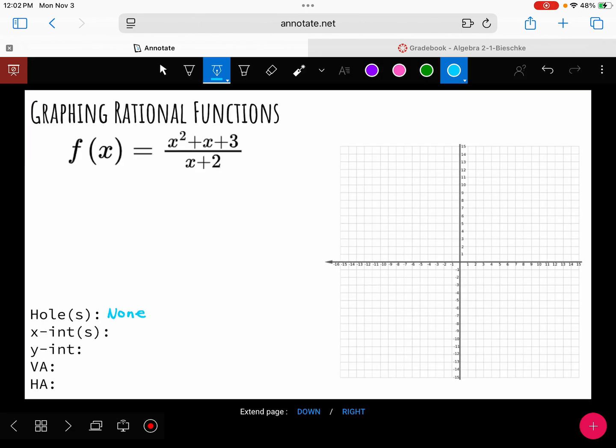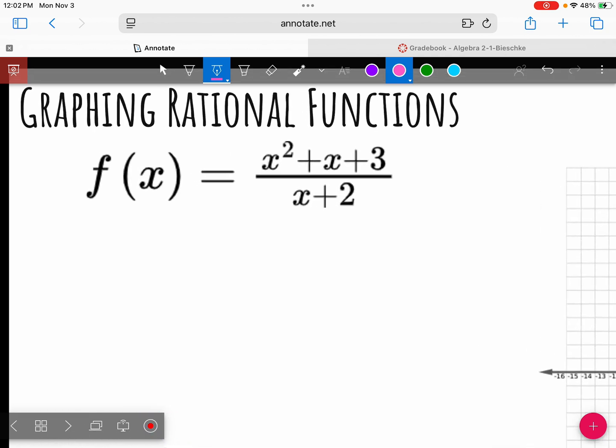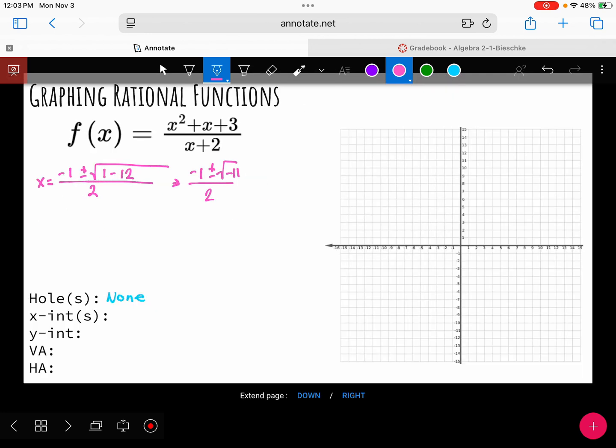When we're looking to find our x-intercepts, that's when we're looking for our solutions of our numerator. So again, since we can't factor it, we can go ahead and use our quadratic formula. So we're going to have our opposite of b, opposite of 1, plus or minus the square root of b squared, 1 squared, which is 1, minus 4 times a times c, 4 times 1 times 3, so minus 12, all over 2 times a. So what this is going to give us is negative 1 plus or minus the square root of negative 11.